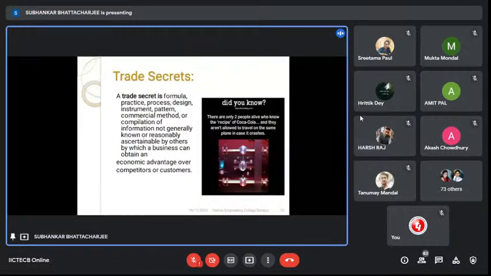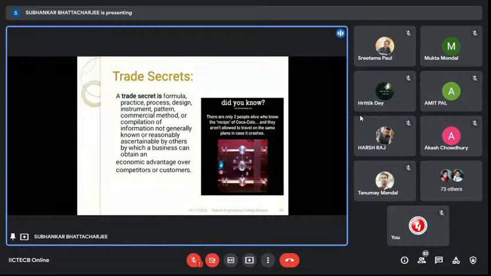For example, as I say, the Coca-Cola company. The recipe of Coca-Cola is known only to 2% of the company, right? So the Coca-Cola company did it this way: they are not allowed to travel on the same plane in case they are in an accident and die, any type of accident.